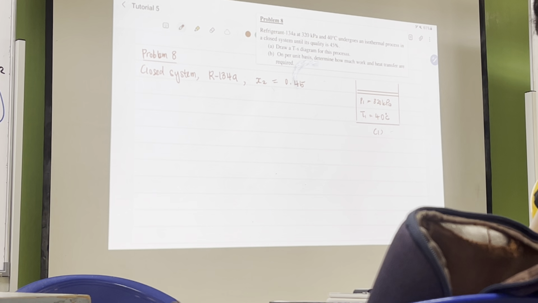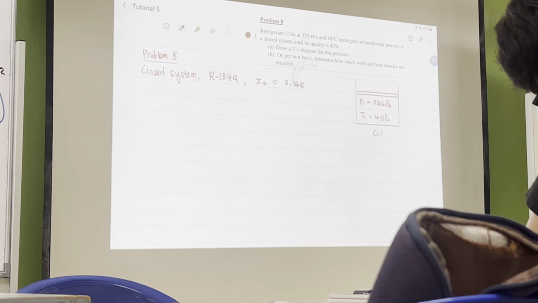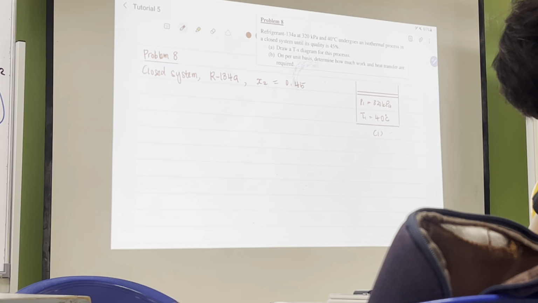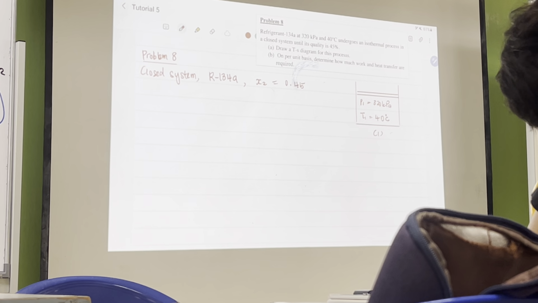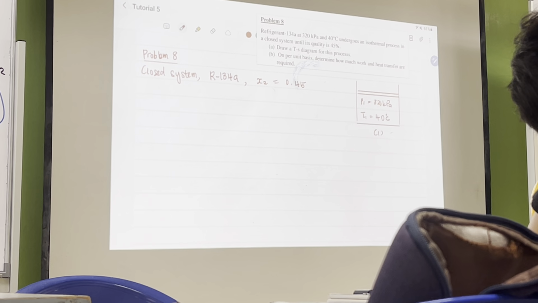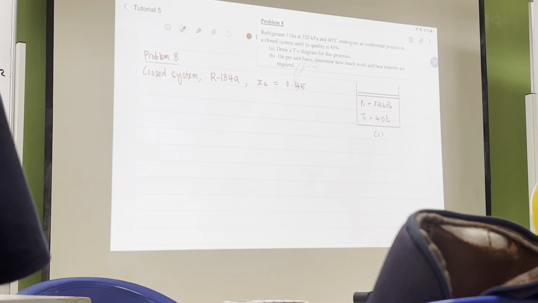Part A: draw the T-s diagram for this process. Technically speaking, you can't draw it right away because you don't know the initial state. So even though the question didn't ask you to solve anything, what you need to do first is check the initial phase, based on pressure equals 320 kilopascal and temperature equals 40 degrees Celsius. Can someone quickly check this and tell me what state it is? This is R134a, so don't look at the water table.